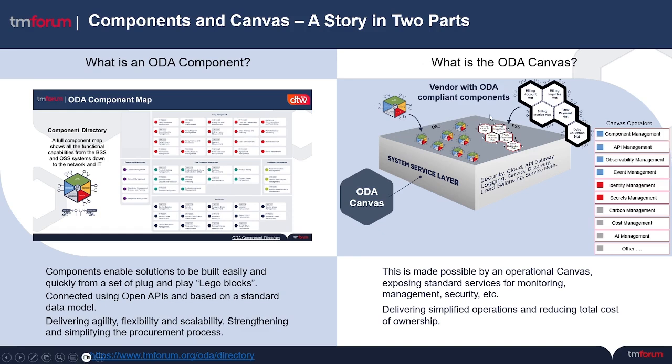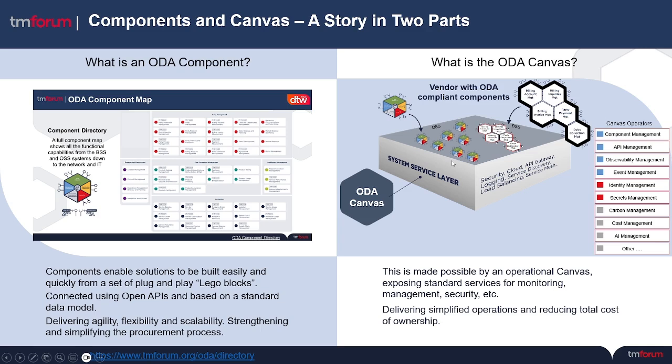The ODA Canvas addresses the non-functional needs of components. Whether it's security via standardized identity management systems, observability through metrics or traceability, or event-based API management, the Canvas standardizes and simplifies these aspects so components don't need to reinvent the wheel each time. For example, with identity management, instead of each software component having its own system, the Canvas provides a unified identity management service.